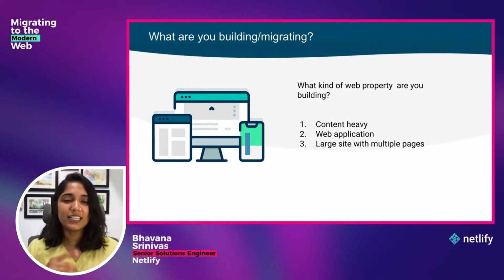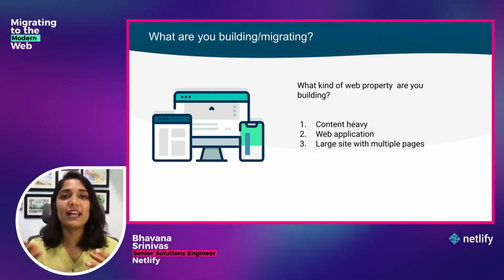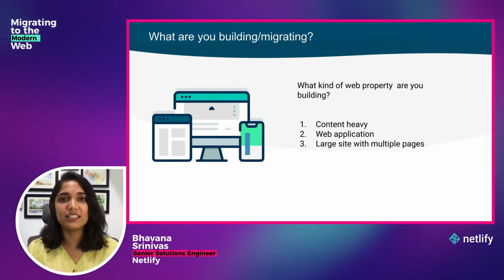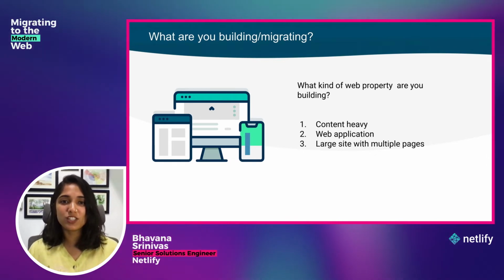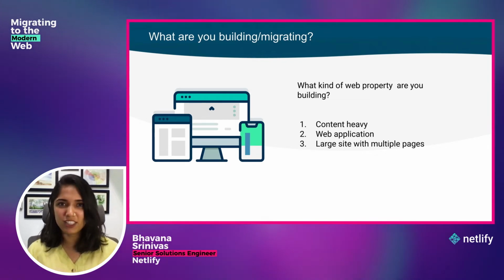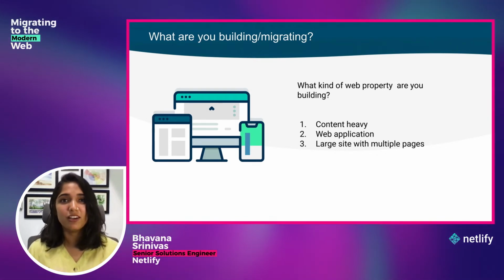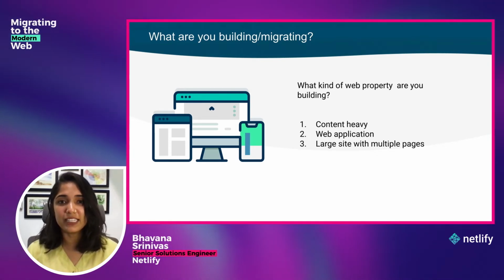And third, the kind of sites that we see are large sites with multiple pages, say an e-commerce site with 100K products, and so that'll naturally result in a much larger site. And so migrating a large site in one go might seem daunting. And here what we've seen work is to break the site down into multiple sections. So these could be logical sections based on who owns it. For instance, product or engineering or your front-end teams.